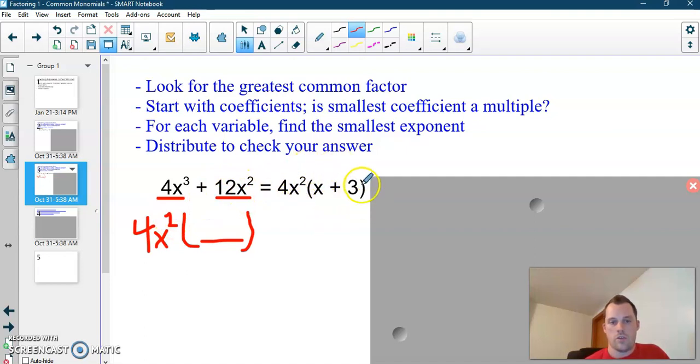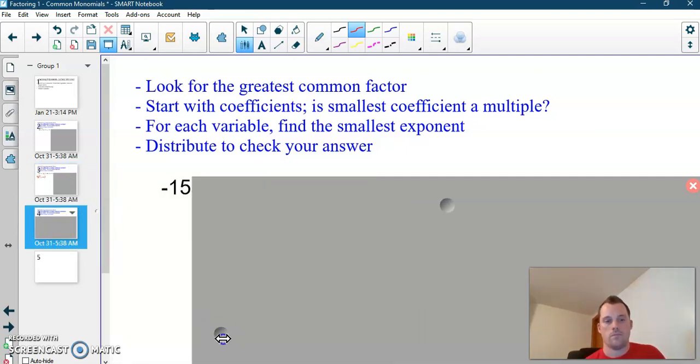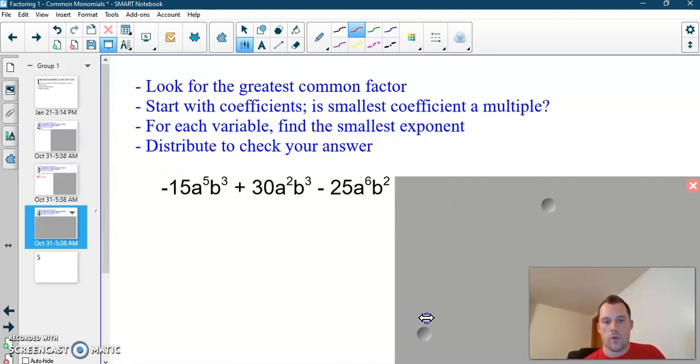And again, if you were to distribute and multiply 4x squared back into the parentheses, you should get what we started with. One more quick example here. We've got a little longer polynomial here and a couple variables. So I'm going to start with my coefficients as always, 15, 30, and 25.